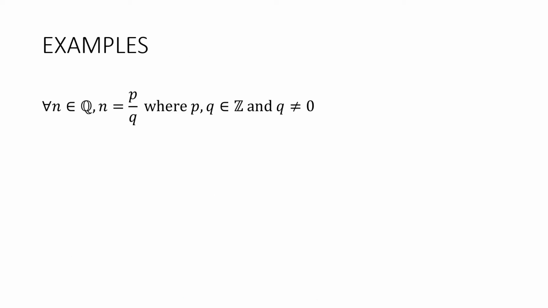So let's have a look at how we might use those quantifiers and the sets. What does this say? For all N that are elements of the set of rational numbers, or for all rational numbers, N is equal to P on Q, where P and Q are integers, and Q is unequal to 0. And that's actually the definition of a rational number, isn't it?